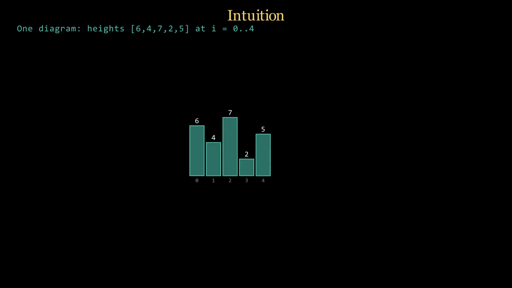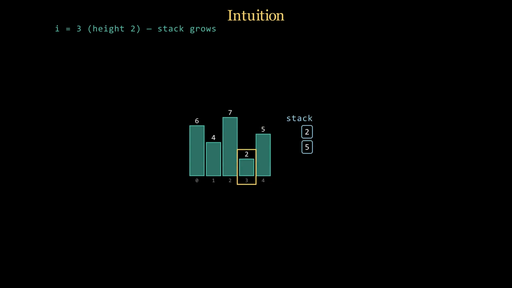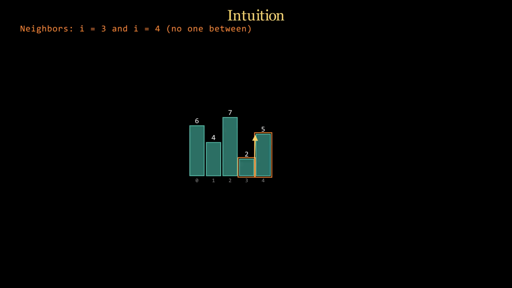We keep this single row for the whole scene, indices 0 through 4, heights 6, 4, 7, 2, 5. Right to left, look at index 4 first. Its height is 5, so the stack holds only 5. Step to index 3. Height 2 stacks on top of 5; the bottom is older, the top is closer to us. Different point: index 3 and index 4 are next to each other, nobody stands between. That pair always gives one clear sight line.